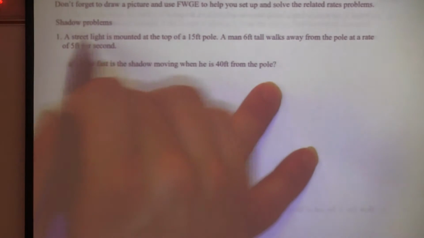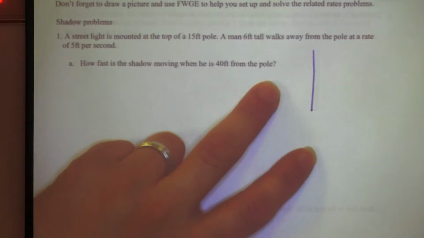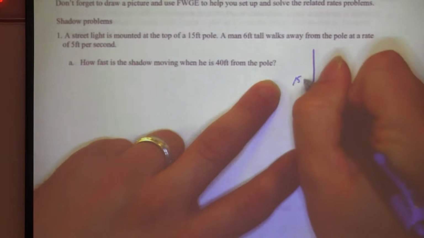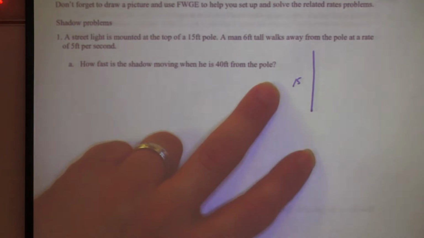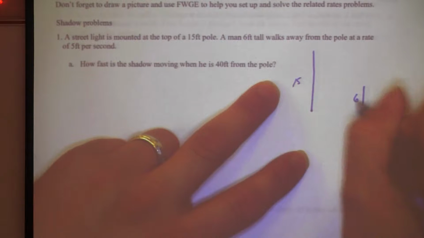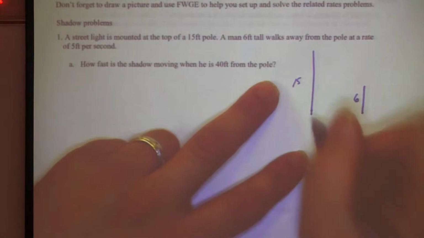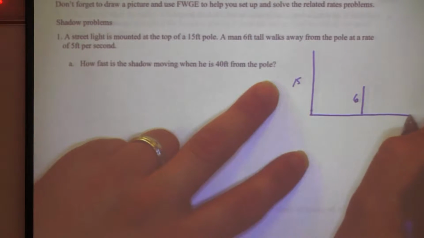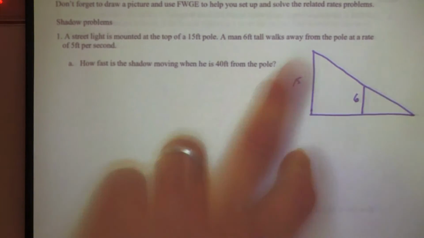Let's draw the light post, right? So I'm going to draw the light post, and how tall is the light post? 15 feet. Okay, then we're going to draw what? The 6 foot tall man, and he's going to be somewhere over here, and he's 6 feet, right? Okay, and then what's going to happen? It's going to create a shadow, and it'll form a little triangular picture like this, right?